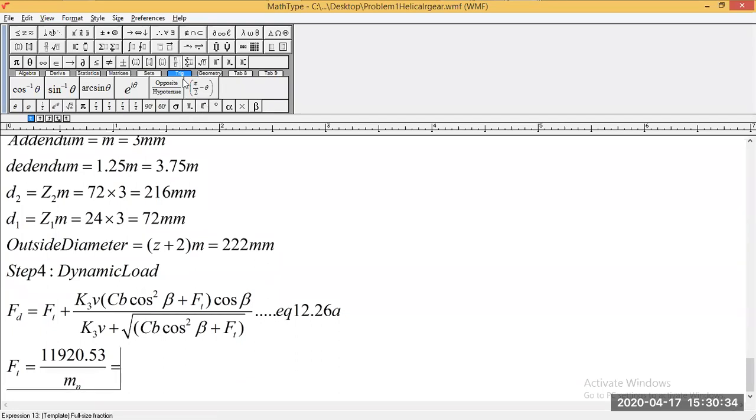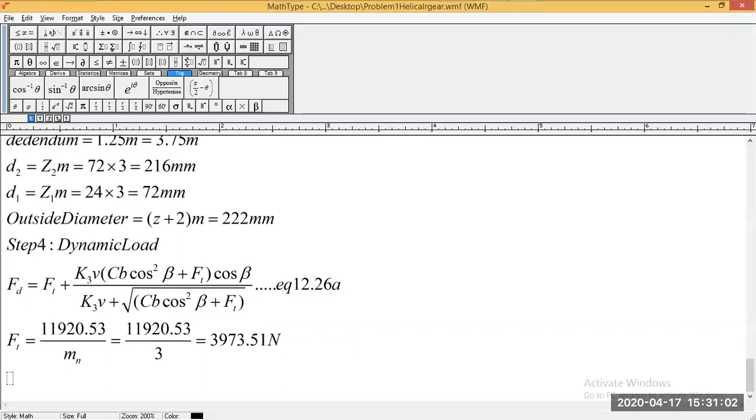Here, let's use the generalized module for simplicity. Let's use this as 3 itself. 11920.53 over 3. 3973.51 will be in newtons. Okay, so one by one we are finding the parameters here.